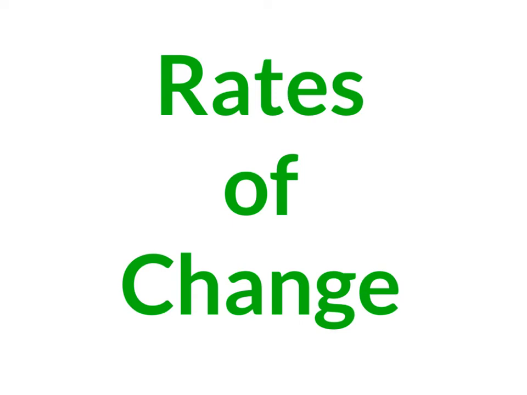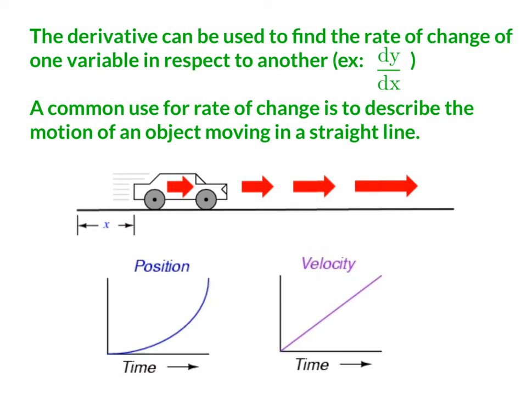In this video, we're going to talk about rates of change. As we've seen before, the derivative can be used to find the slope of a tangent line or an entire function. But a derivative can also be used to find the rate of change of one variable with respect to another. For example, dy over dx, which represents the derivative of y with respect to x.